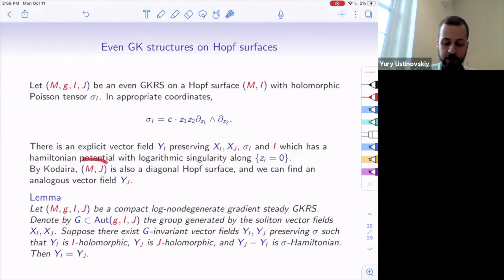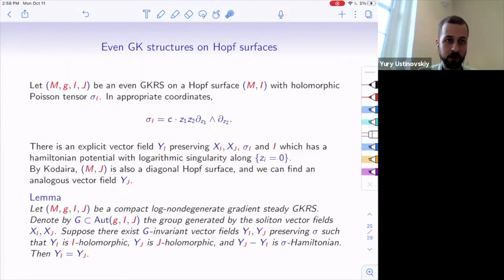So you can consider symmetrically M with respect to the second complex structure, and by a result of Kodaira, it also has to be a diagonal Hopf surface, and we can find an analogous vector field for this second Hopf surface. And now the key, what we actually did, we proved that these two vector fields must be the same. They must coincide, which will give you a vector field which preserves the entire structure.